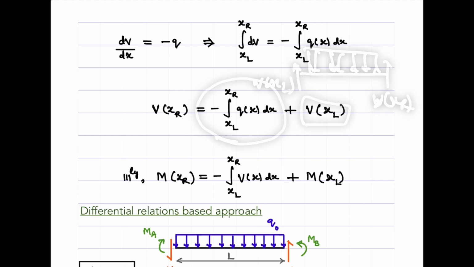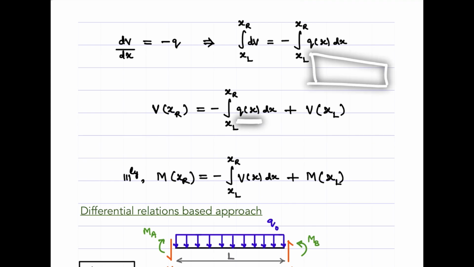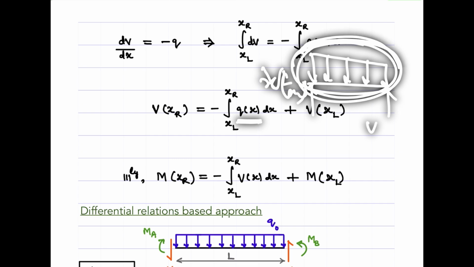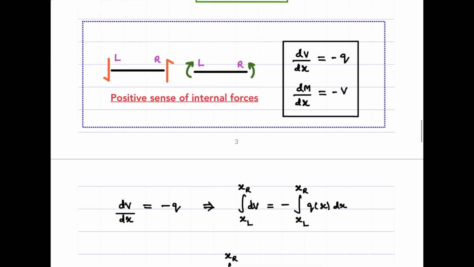What does this quantity say? This is just a definite integral. What does a definite integral mean? It means the area under the curve, right? Here the function is q of x. That means if you want to know the shear force at the right end, all that you need to do is take the shear force at the left end, V of xl, and to that add the area under the loading function. That will give you the value of shear force at the right hand.